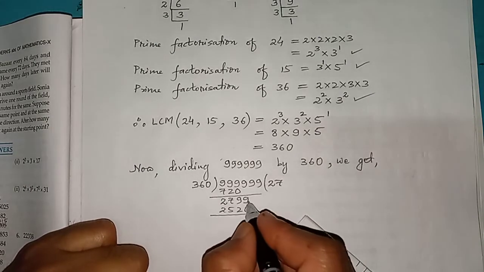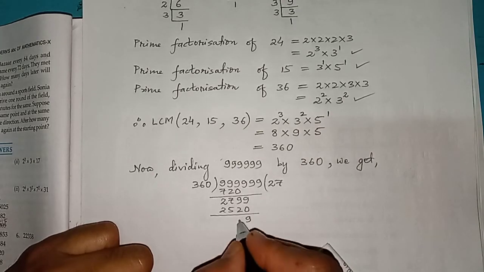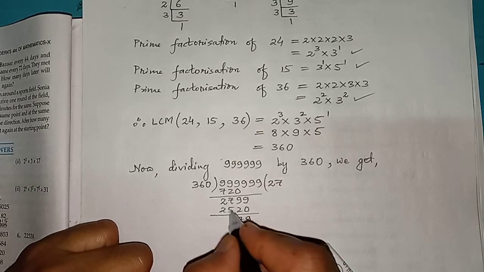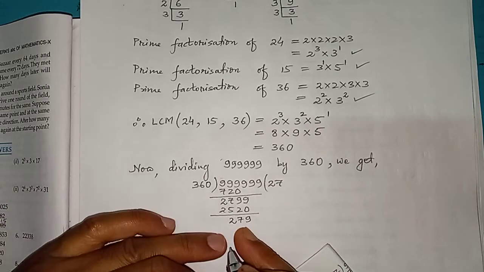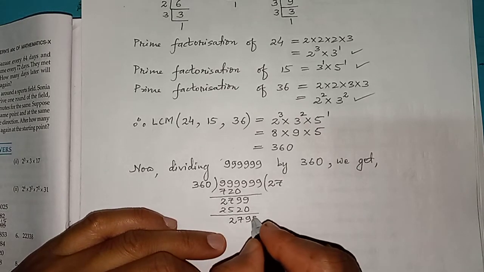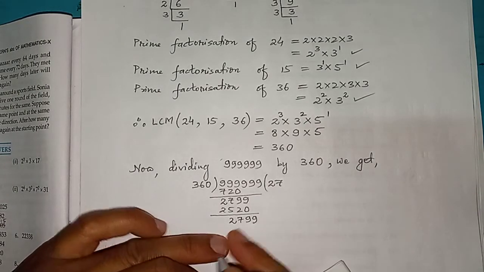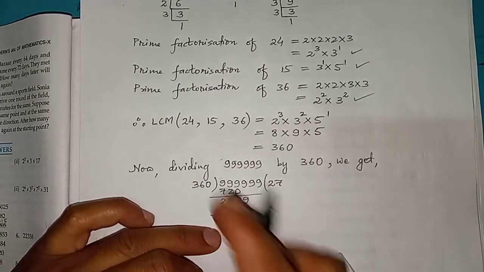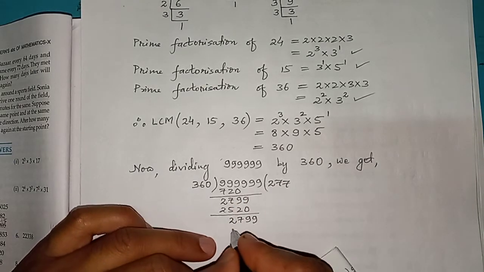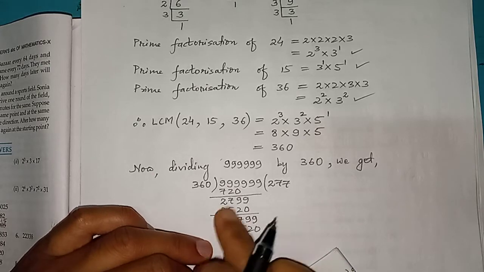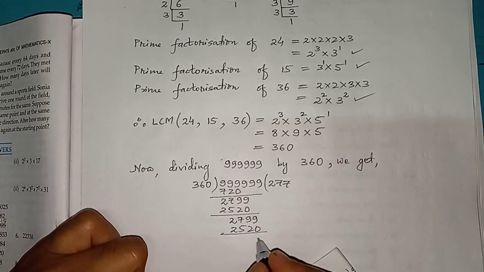2520. So subtract: 9 minus 0 is 9, 9 minus 2 is 7, and 7 minus 5 is 2. Now whose turn? This 9's turn. This 9. So again, almost the same. So that's why again 7 times 2520, like before, like previous. So 9 minus 9, 9 minus 2 is 7, 7 minus 5 is 2.